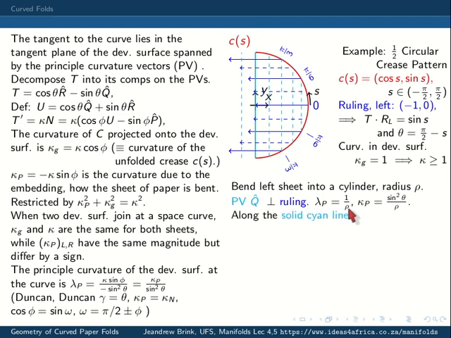And so what that then gives me from this formula over here is that kappa p is simply equal to sine squared theta over rho. So that is the curvature projected in the normal direction, normal to the plane. So I have kappa p already.